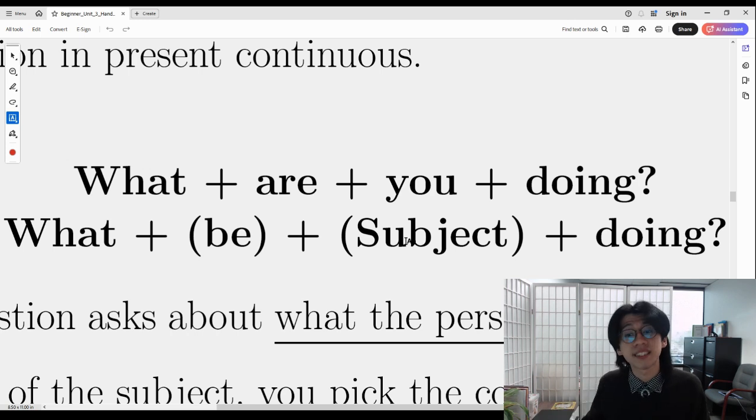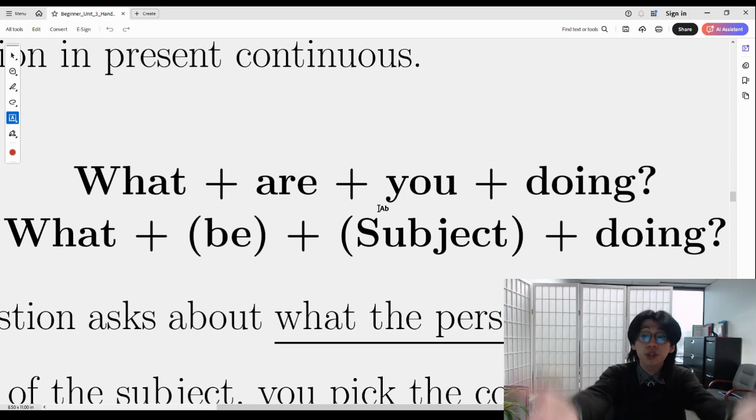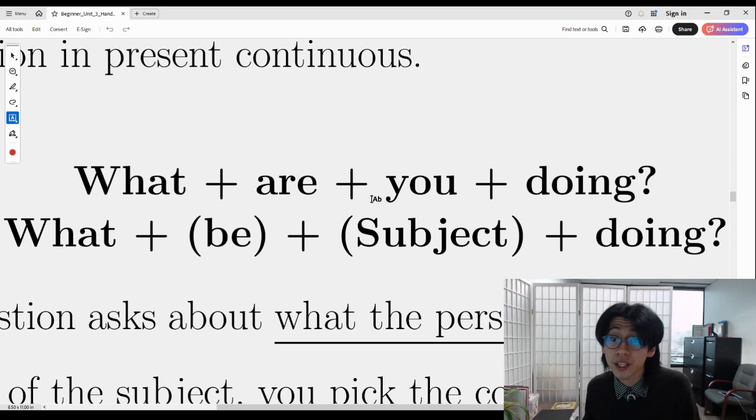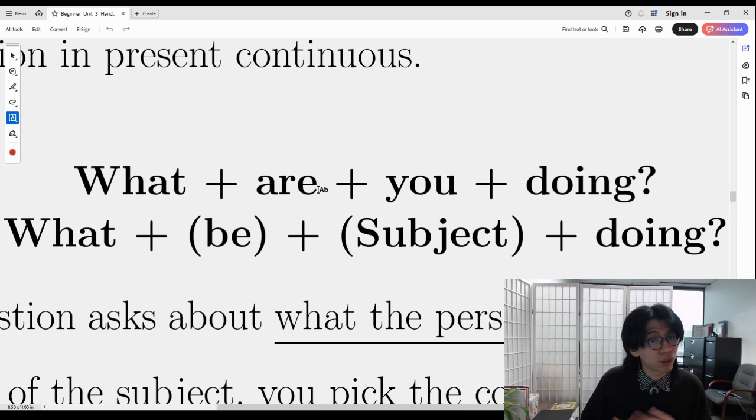So we want to decide what subject we'd like to use. For example, up here, when you're asking about you, then we want to use you as a subject, right? And then we have be, which is are, because you can only go with are, right? You can't use you is, you am. Nope. So you always want to remember which be or to be you want to use.